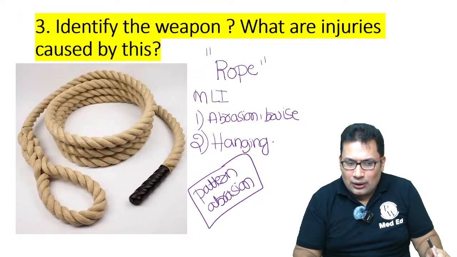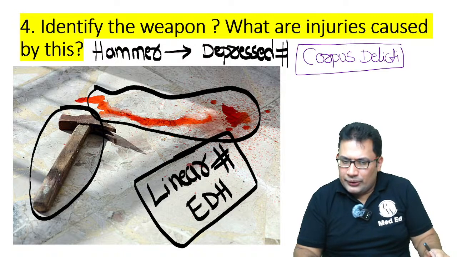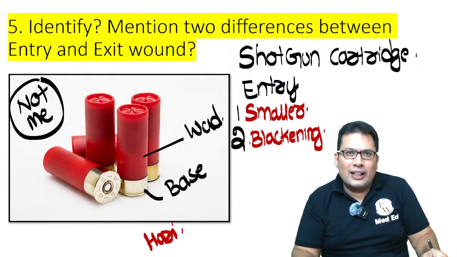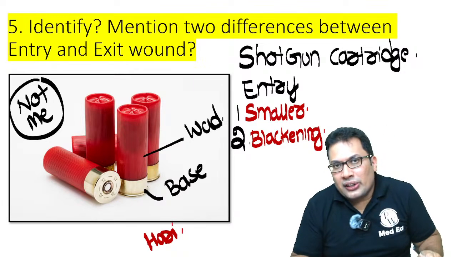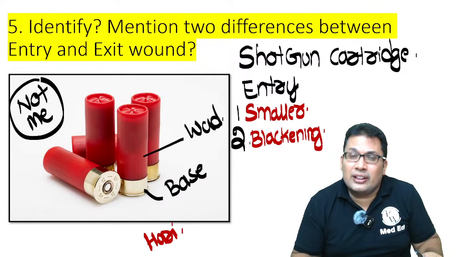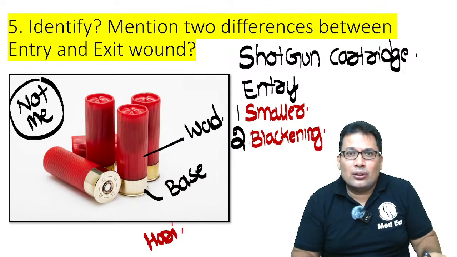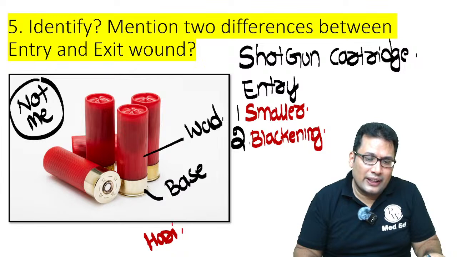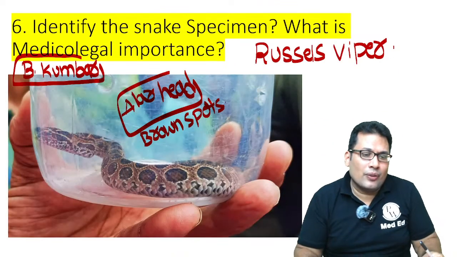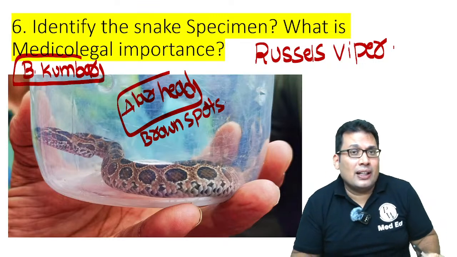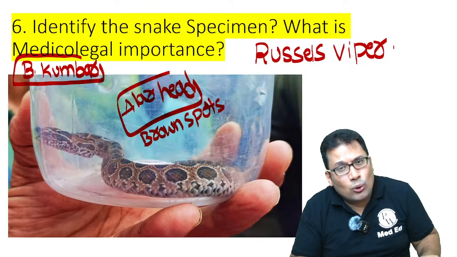Then we discussed about weapons. One weapon is the rope. Second is the hammer. Then very commonly asked is the cartridge, either shotgun cartridge or bullet cartridge. The question can be asked: write the diagram of the shotgun cartridge. You need to write about the base, primer, gunpowder, lead balls, wad and all in the exam. Differences between entry and exit wound you must know in detail. Then the snake, very commonly asked: Russell's viper, saw-scaled viper, common krait and common cobra, and treatment, hemotoxic or myotoxic or neurotoxic.